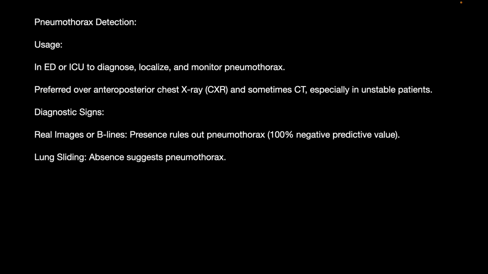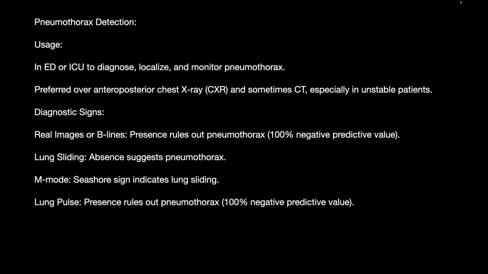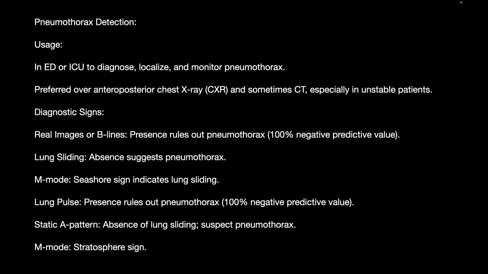Absence of lung sliding suggests that there is a pneumothorax, where you cannot find the lung sliding over the pleura. M mode seashore sign indicates lung sliding. Presence of lung pulse rules out a pneumothorax, again with almost 100% negative predictive value. Static A lines, the absence of lung sliding, make a suspicion of pneumothorax. And in M mode, if there is a pneumothorax, what we will find is the stratosphere sign, not a seashore sign, because once the air comes, you find that sand type of pattern.